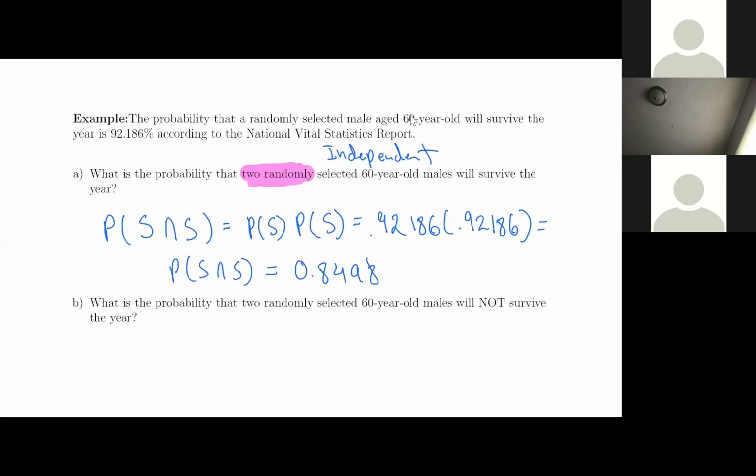All right, so let's go back to the notes. Let's do part B. For part B, it says, what is the probability that two random 60-year-old males will not survive the year? So for this one, we want both of them not to survive. So you want the first one not to survive, and we want the second one not to survive.